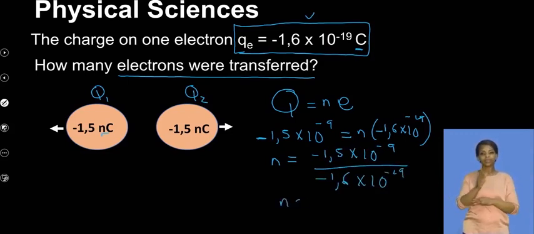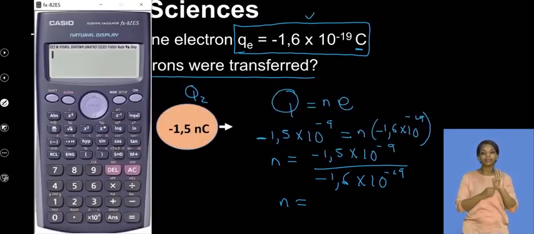So we can then go to our calculator. What is also important is that the number of electrons transferred cannot be negative. It's a positive integer number of electrons. We can have 10 electrons, for argument's sake, but we cannot have minus 10. So when I do that division, the signs must be the same. So if we go to our calculator, we take note of the negatives that we used: negative 1.5 times 10 exponent negative 9, divided by negative 1.6 multiplied by 10 exponent negative 19, right? So that's the calculation there.